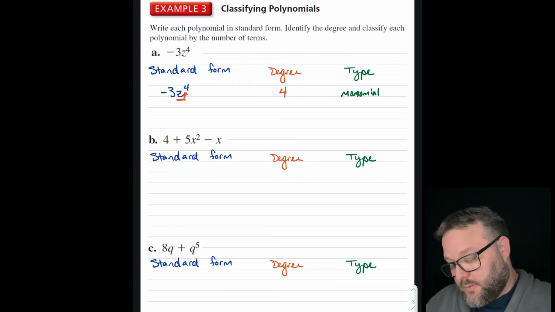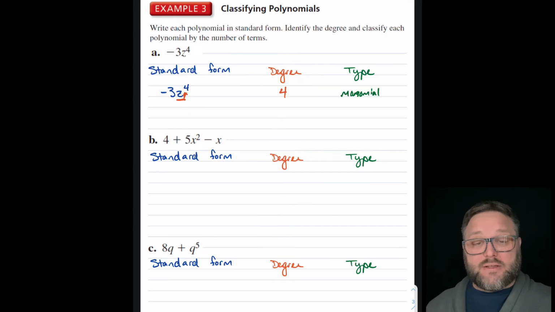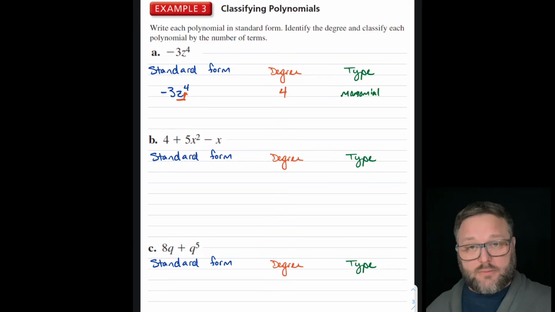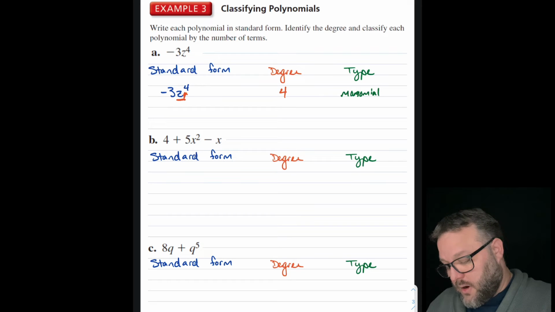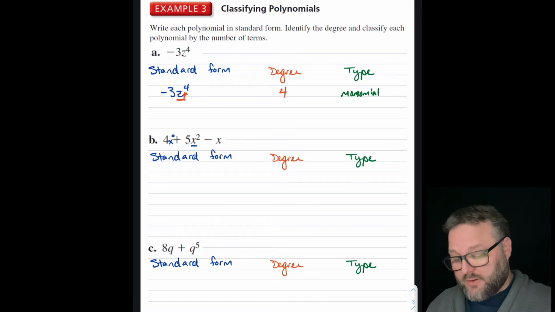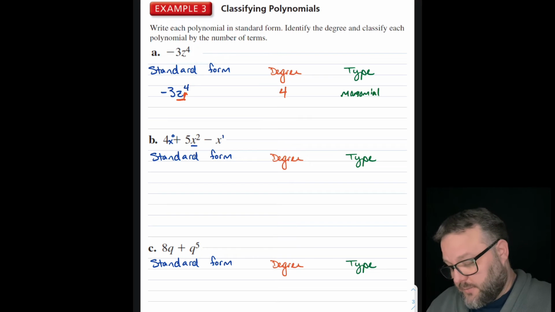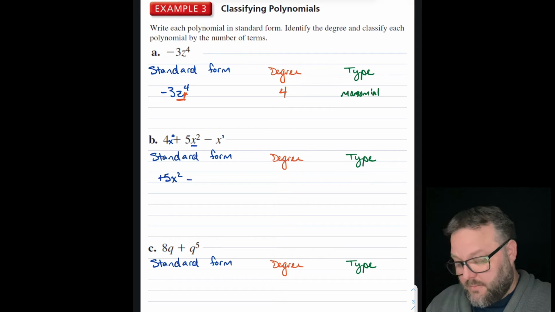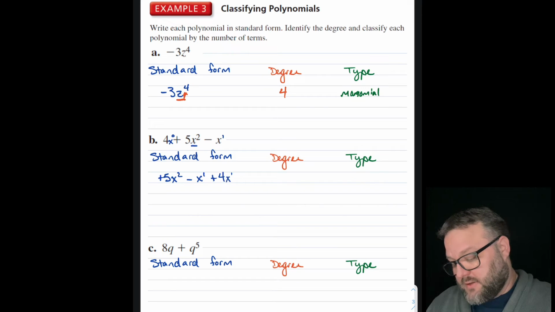So we need to be able to look at which one has the highest degree of exponent on the variable. Now, our variable here is x. The 4 has an x to the 0. 2 is greater than 0. And this minus x has an exponent of 1 or to the first. So the 2 is the largest, so it comes out. So I'm going to take the whole term, the positive 5x squared. The next one would be minus x to the first. And then that's a positive 4x to the 0.